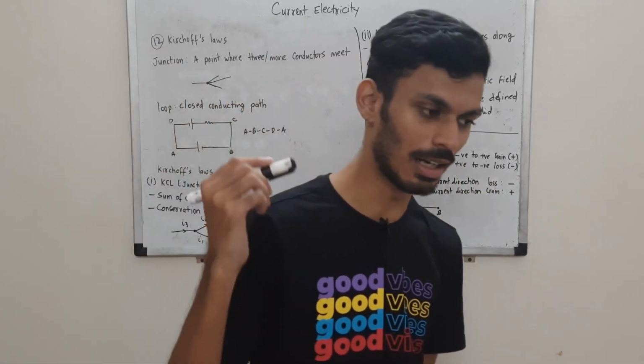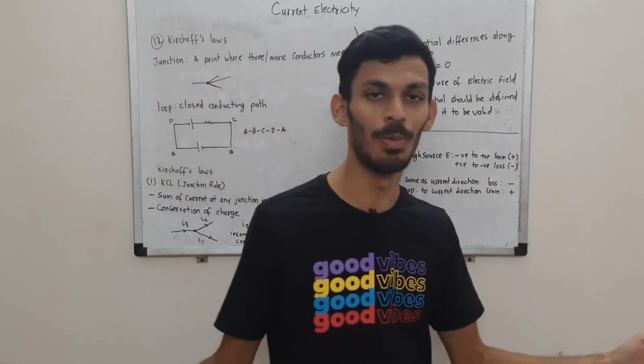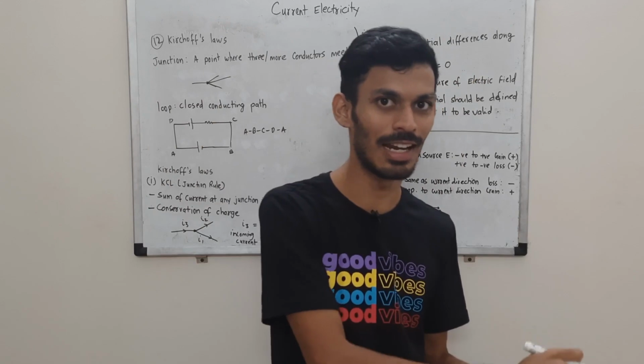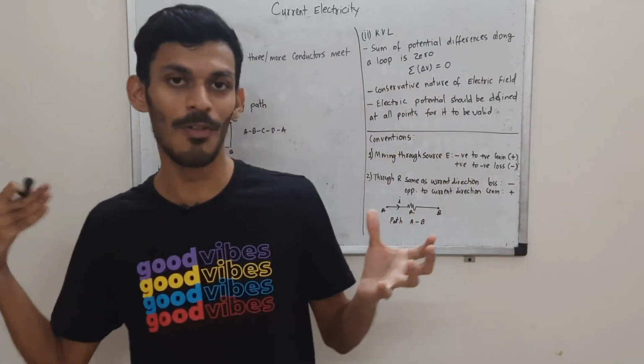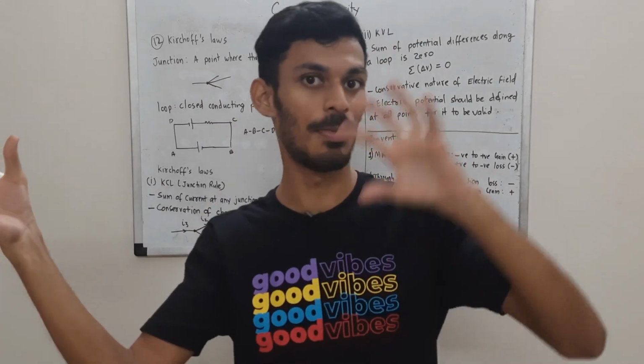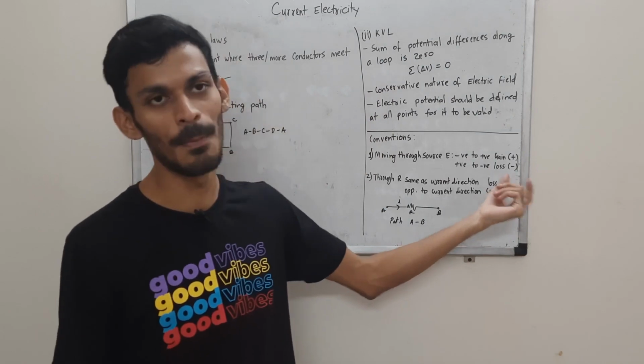Because electric current flows in the direction of decreasing potential, from high potential to low potential. So if you're moving in the direction of electric current, you're moving from positive to negative, which is a loss. Okay, so if you're moving in the direction of current, you're moving from higher potential to lower potential. So that is a loss. So we are using a minus sign for it.